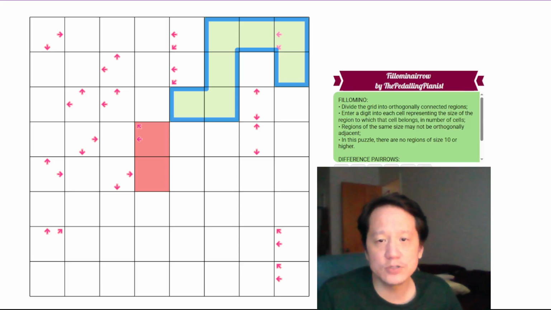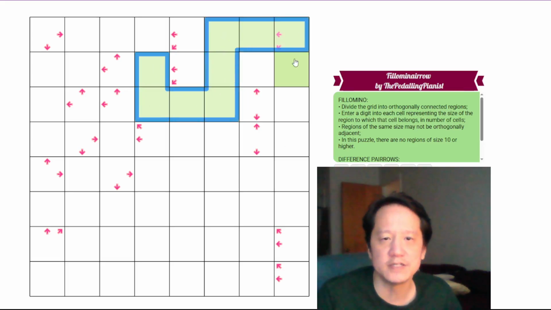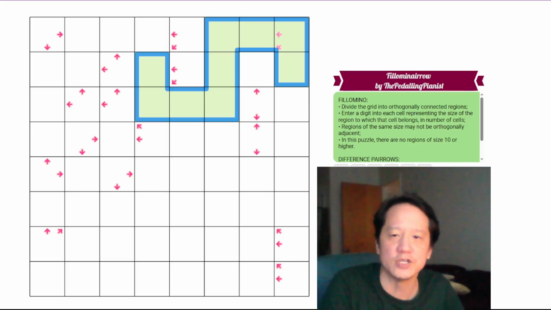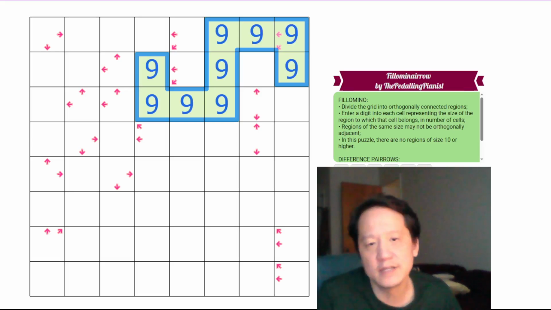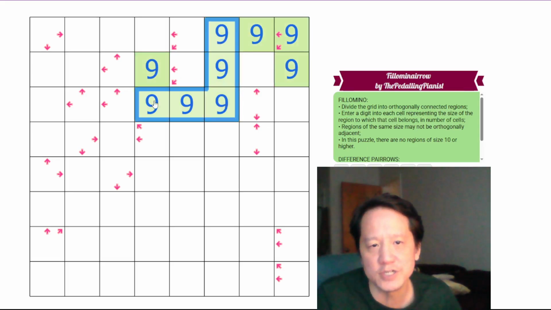We also enter a digit into each cell representing the size of the region to which that cell belongs in number of cells. So, for example, this region has 9 cells in it. So all the digits in this region must be 9, if that were the case. So if this were a valid region, since this region has 9 cells in it, it must have 9 in each cell.